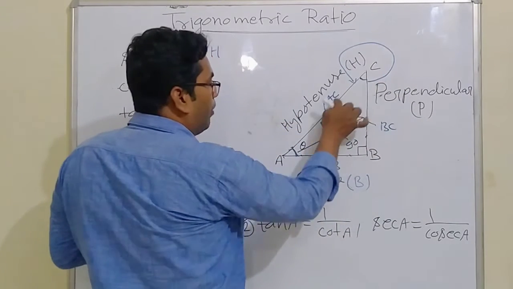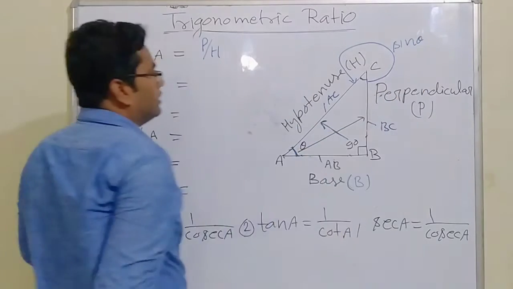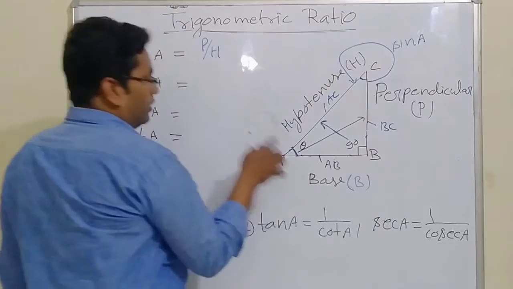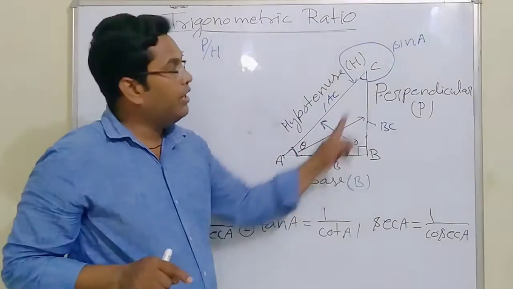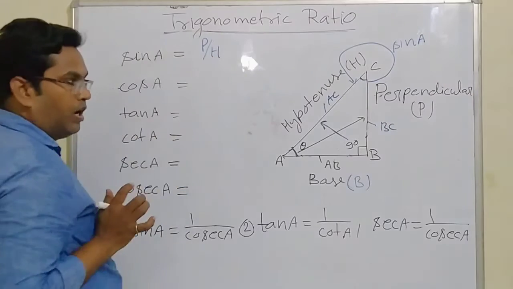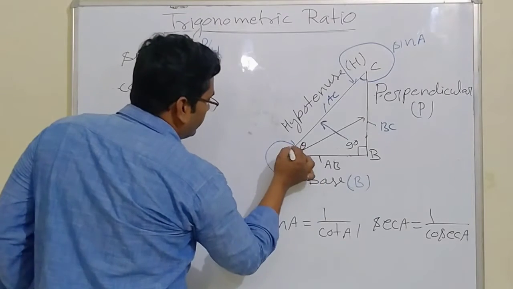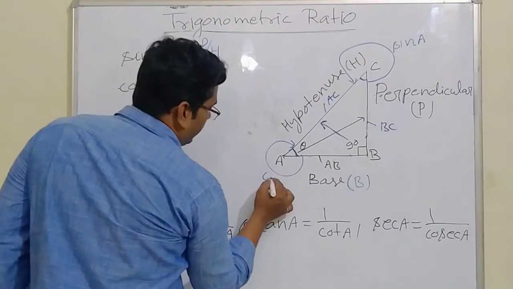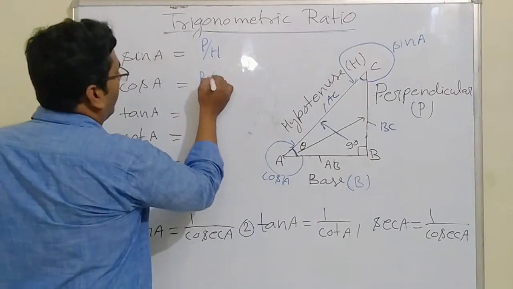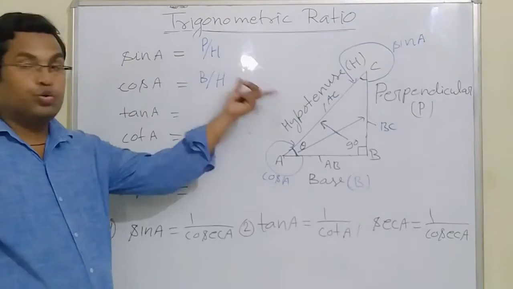Sin theta is perpendicular upon hypotenuse. This is sin theta, or this is called sin A. We can write sin theta and also sin A. Perpendicular upon hypotenuse. Cos A means base upon hypotenuse. This is the base of A, that is cos A, which means base upon hypotenuse. This is also a fraction, the ratio of two sides.